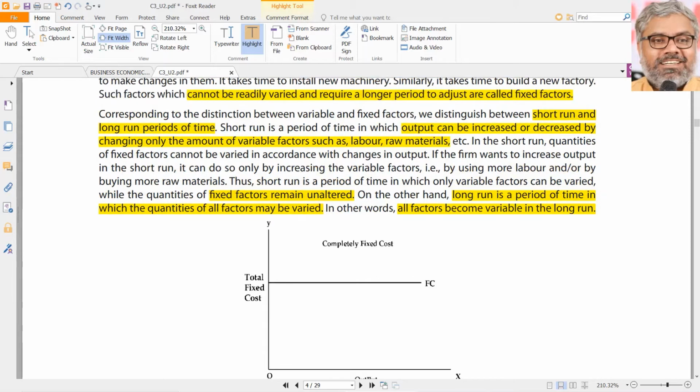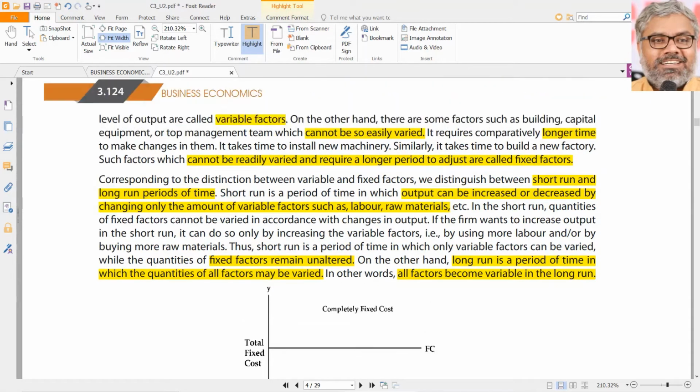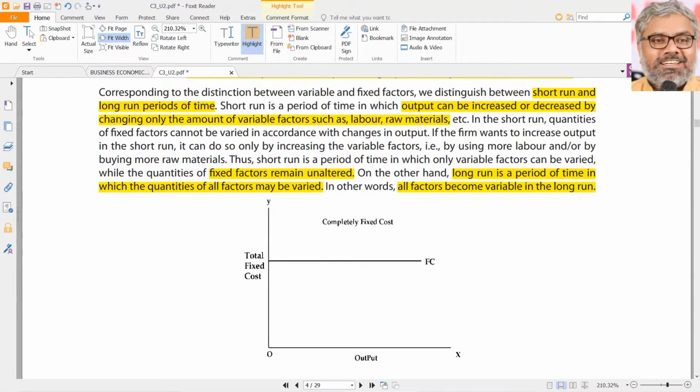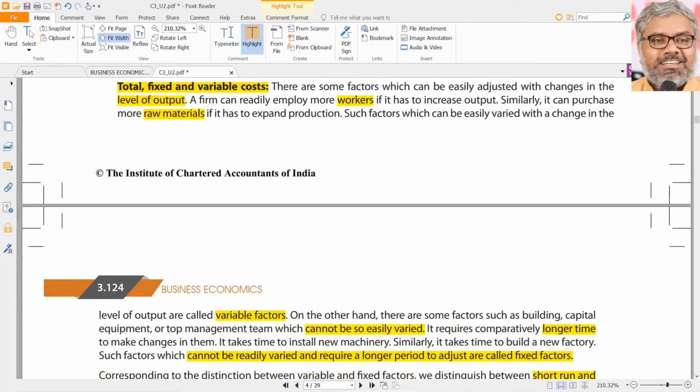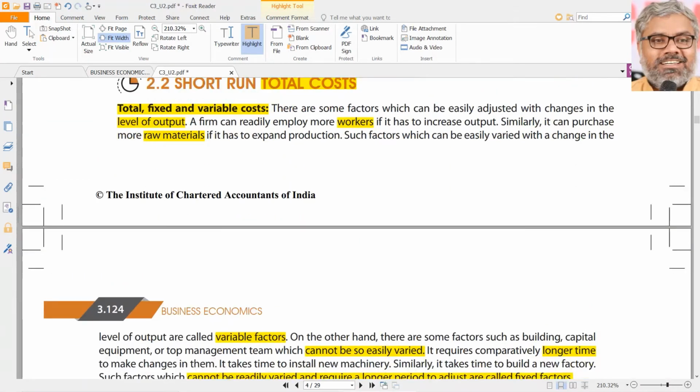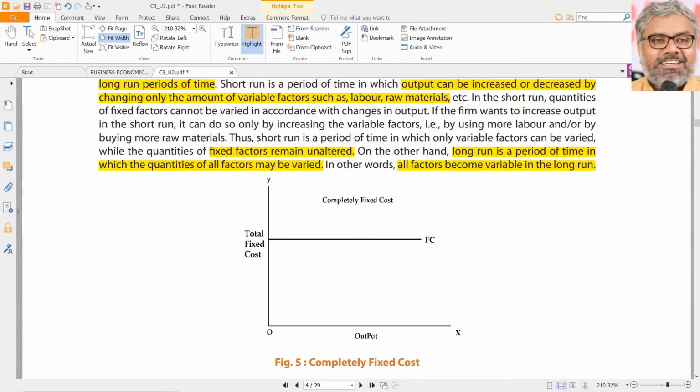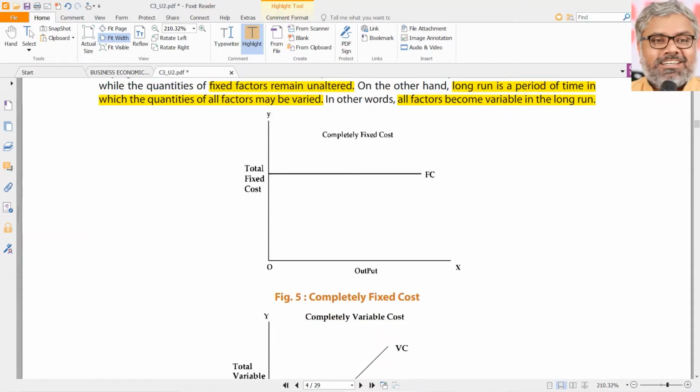Whereas in the short run, only variable factors can be changed in order to change the output. Whereas in the long run, all factors can be changed in order to have any change in the output. So there will be fixed factors and variable factors in the short run, whereas in the long run, all factors can be considered as variable only. There is nothing fixed in the long run. That is one understanding we can generally have when we look at the short run and long run classification, particularly from the fixed and variable factors point of view.